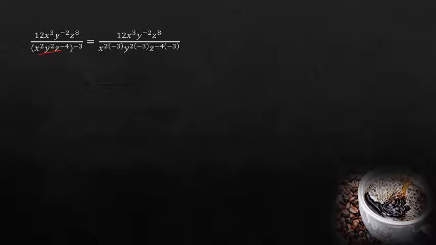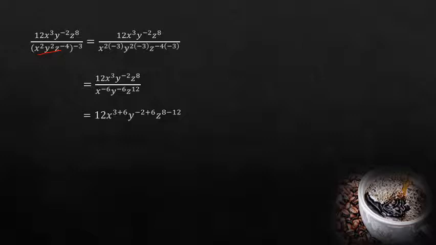So we copy first the numerator, and then the denominator will now become x squared raised to the power negative 3, y squared raised to the power negative 3, z to the negative 4 raised to negative 3. So we still have the same numerator, and the denominator will now become x to the negative 6, y to the negative 6, z to the power 12. Then we do the division.